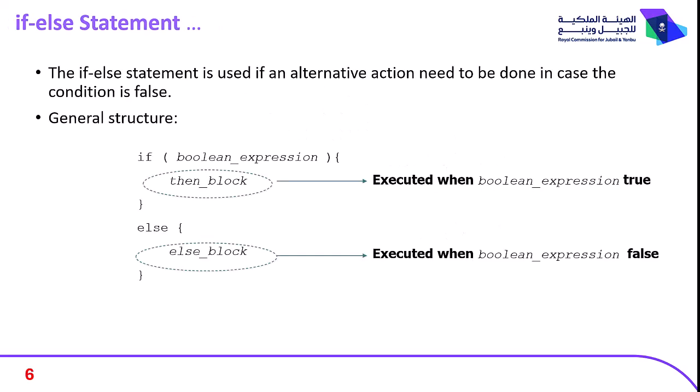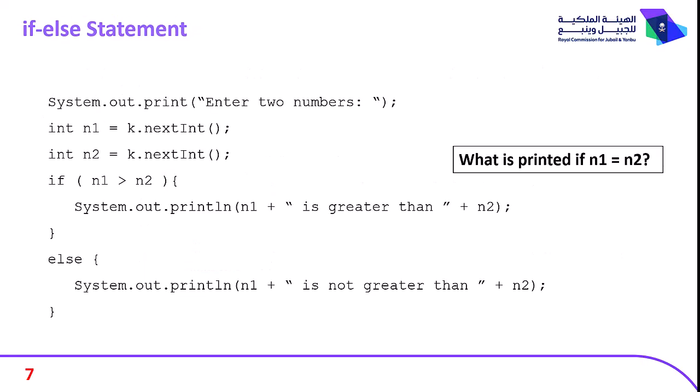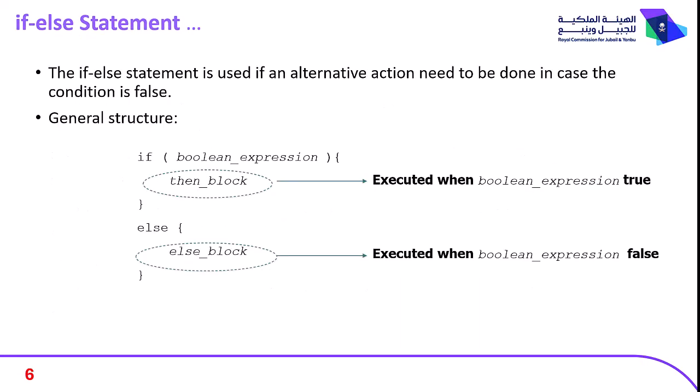If-else statement. We use an if-else statement when we need to perform an alternative action if the condition is false. The structure includes a then block for true results and an else block for false results. Only one of these two blocks will ever be executed during a single run.